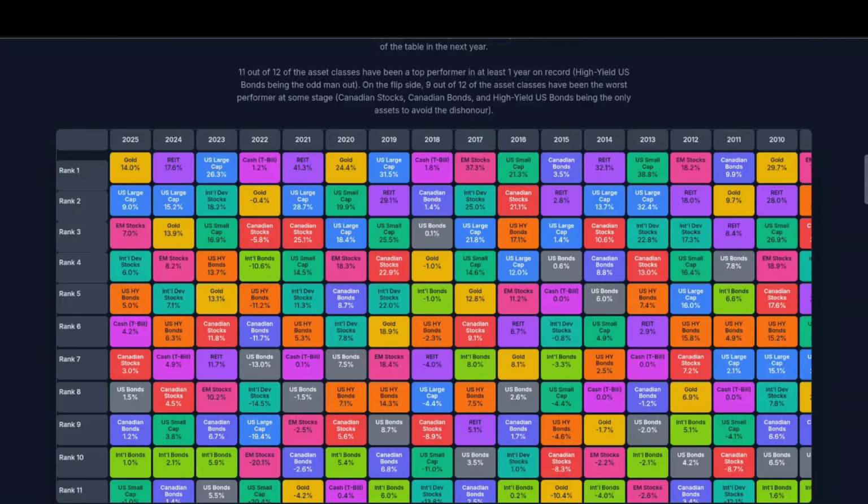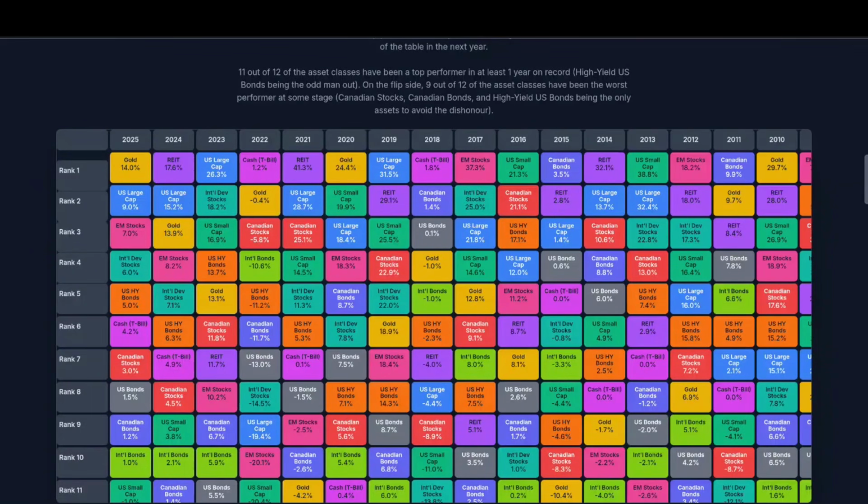Now, obviously, if we look at just rank number one across many years, we're seeing no particularly obvious pattern just by looking at this initial periodic table view. In 2024, REITs were on a tear, 17.6%. In 2023, we saw US large cap at 26%. But what you'll also notice is the winner in that particular year is also dependent on what's happening in the rest of the asset classes in terms of their return.